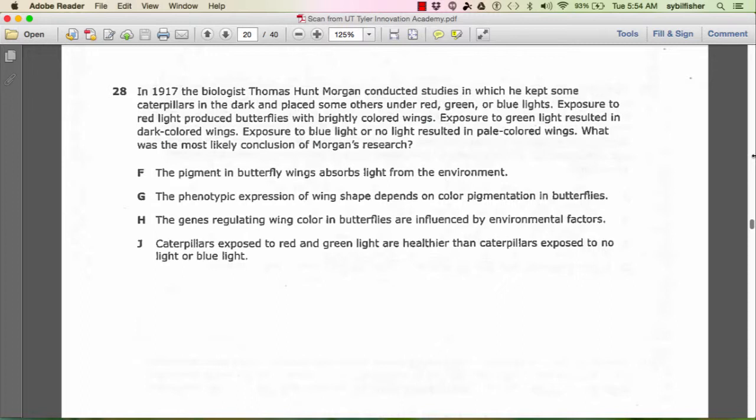F. The pigment in butterfly wings absorbs light from the environment. G. The phenotypic expression of wing shape depends on colored pigmentation in butterflies. H. The genes regulating wing color in butterflies are influenced by environmental factors. J. Caterpillars exposed to red and green light are healthier than caterpillars exposed to no light or blue light.